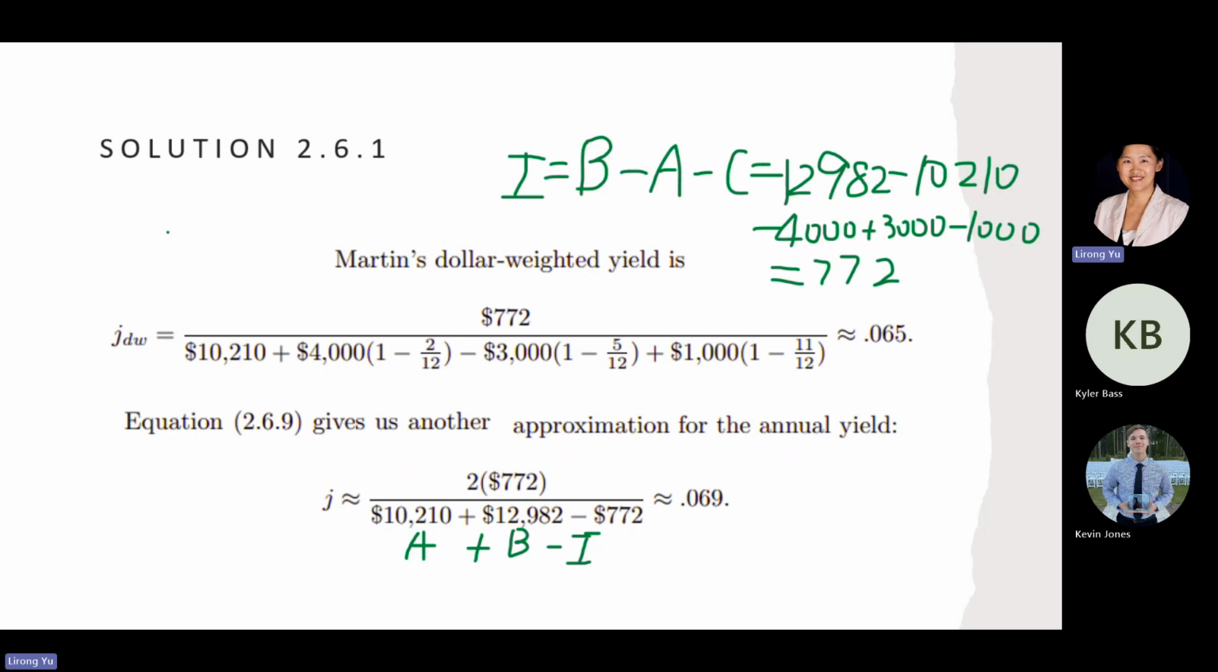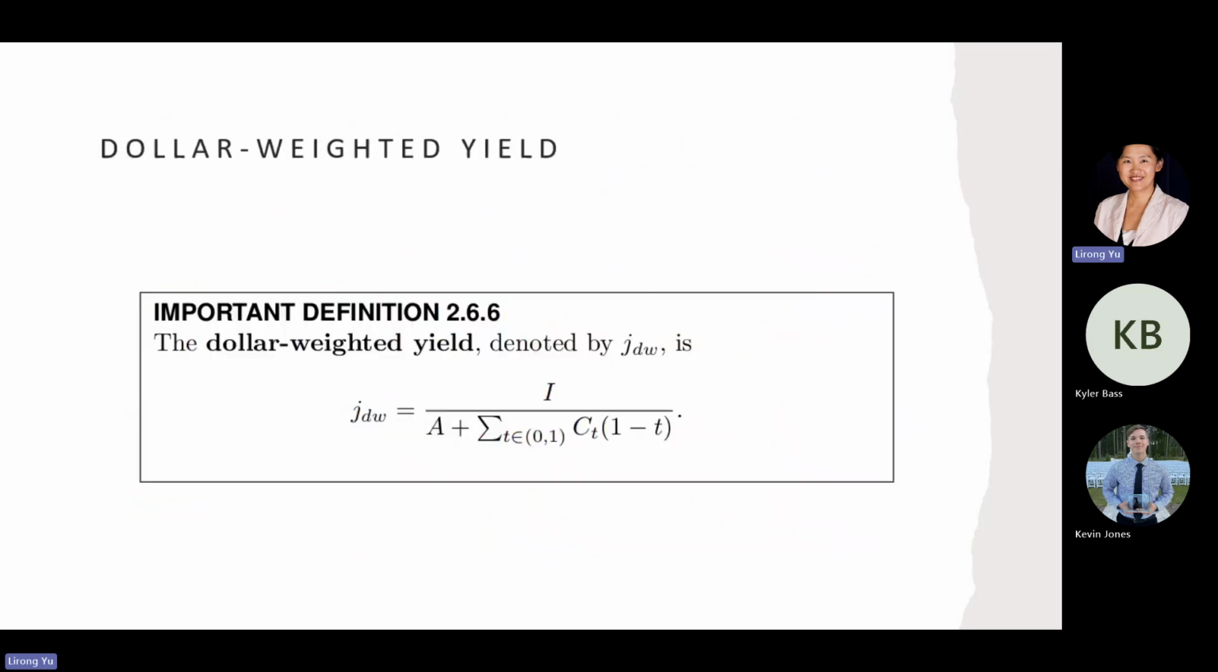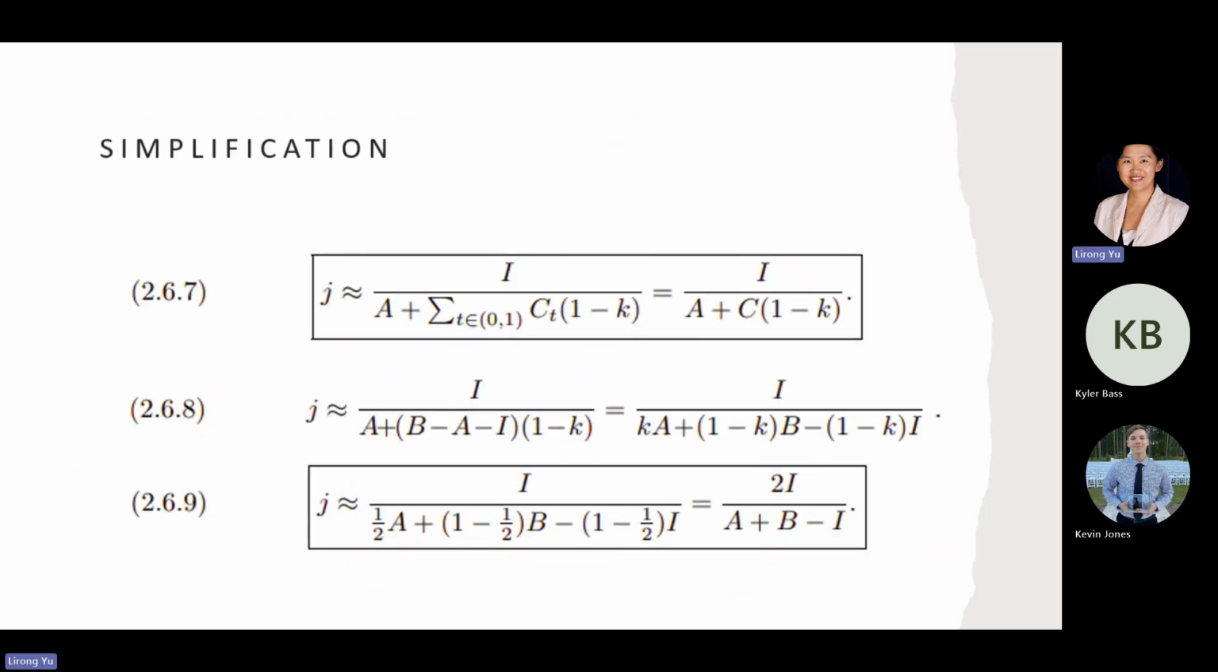So that's the one we are looking at, the two formulas here. The top one, 0.065, is more accurate. We're following this formula. The top one is calculated by the dollar weighted yield. Are we okay? There's another one, which is a simpler formula. What we did is this one, this bottom, right?